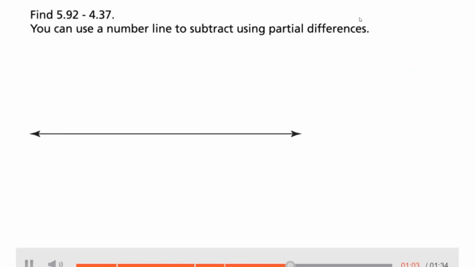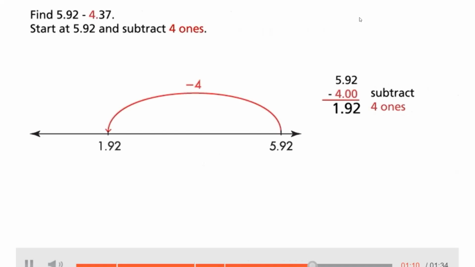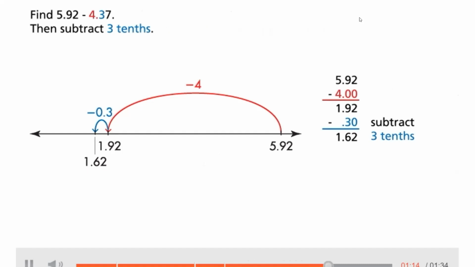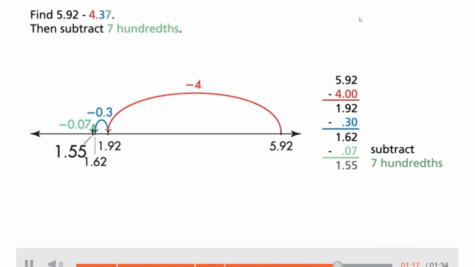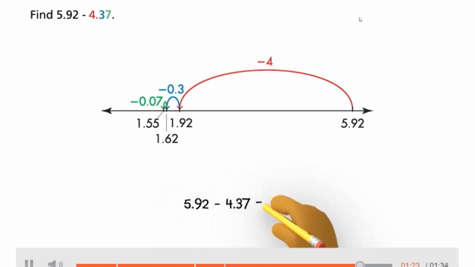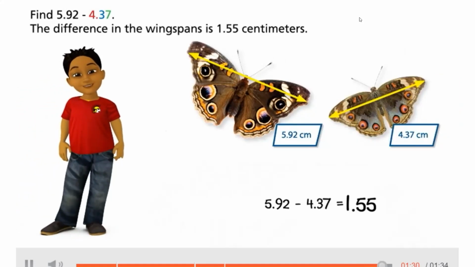Find the difference. You can use a number line to subtract using partial differences. Start at 5 92/100 and subtract 4 ones. Then subtract 3/10. Then subtract 7/100. 5 92/100 minus 4 37/100 equals 1 55/100. The difference in the wingspans is 1 55/100 centimeters.